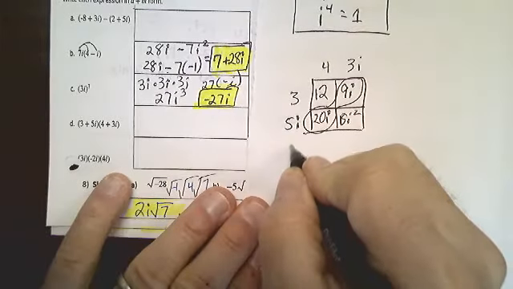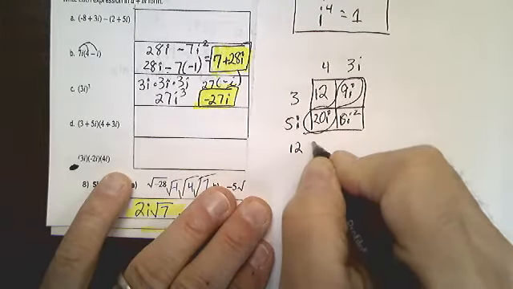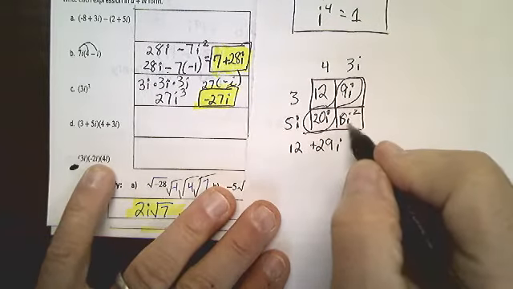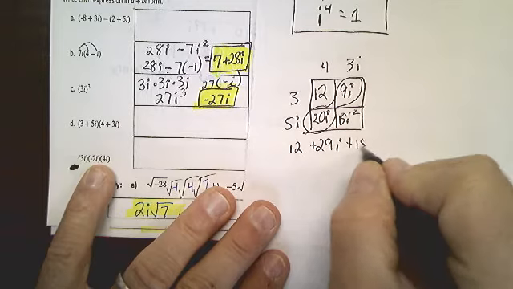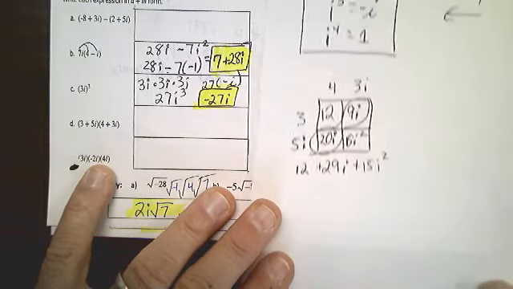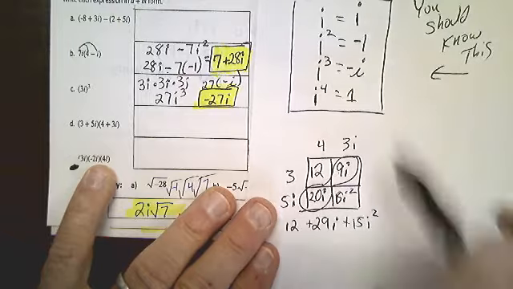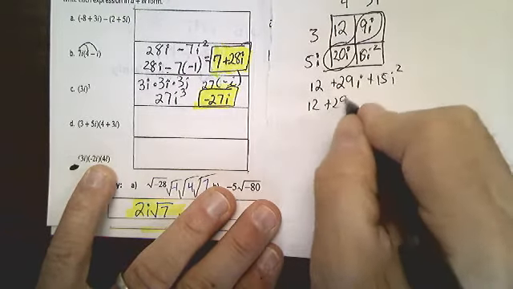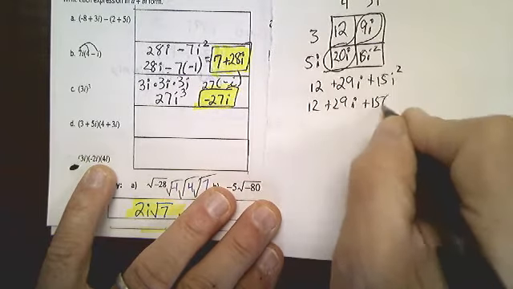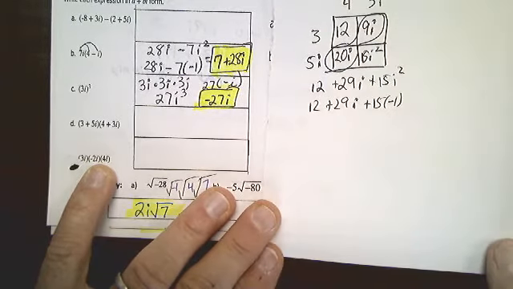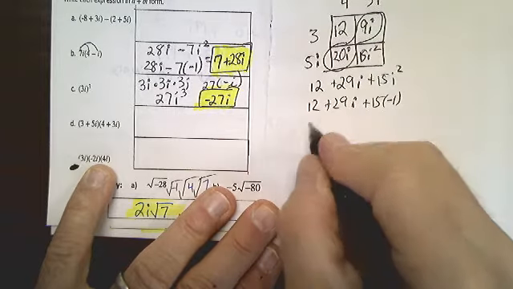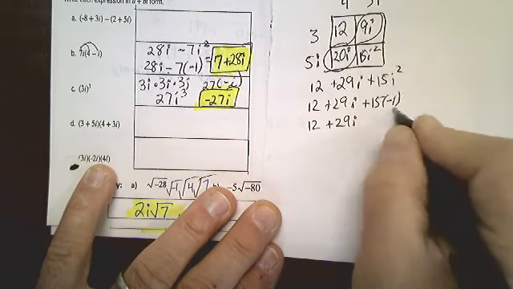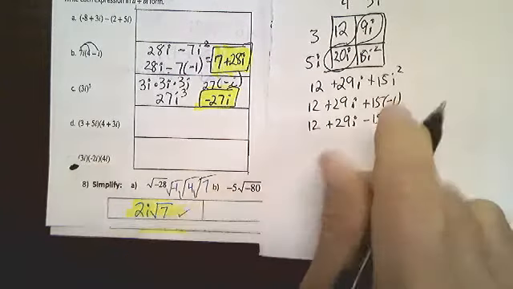I drop the 12. 20 plus 9 is 29i. And then I drop this 15i squared. I look at my i chart because I have to convert that i squared. i squared is -1. So this becomes 12 plus 29i plus 15 times -1. And then this becomes 12 plus 29i. 15 times -1 is -15.